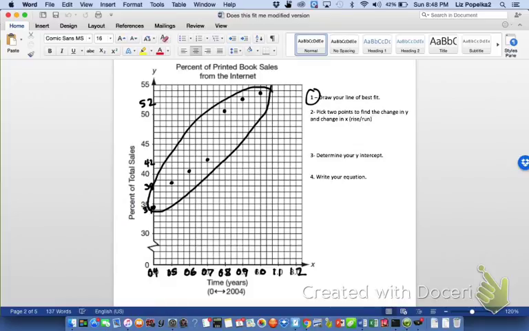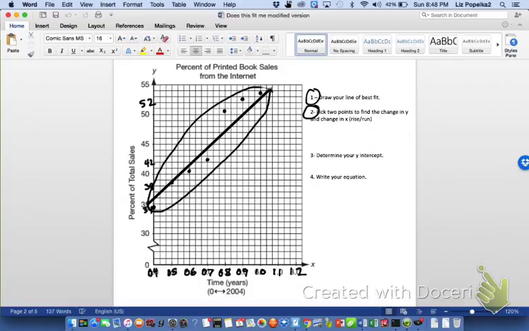Now I'm going to take a straight edge and draw a line as close to the middle of that circle as I can possibly get. And I know I've done a decent job because I've got a few points at the top above the line, and a few that are below the line. So this is pretty close to the middle. Okay, so the first thing, I drew my line of best fit.